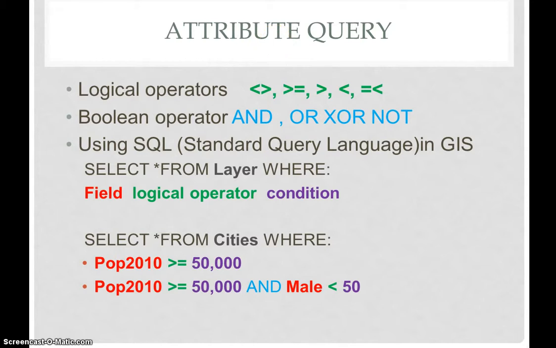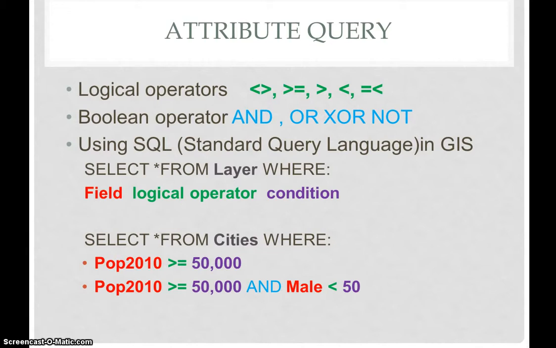So when you do an attribute query, there are some components of the query. There are logical operators, and these are not equal to, greater than or equal to, less than or equal to, those mathematical symbols that you're used to using. And then there are Boolean operators, the and, the or, the not, those kinds of terms that are used in your query. So what we're using in ArcGIS is called SQL. It's standard query language or structured query language.